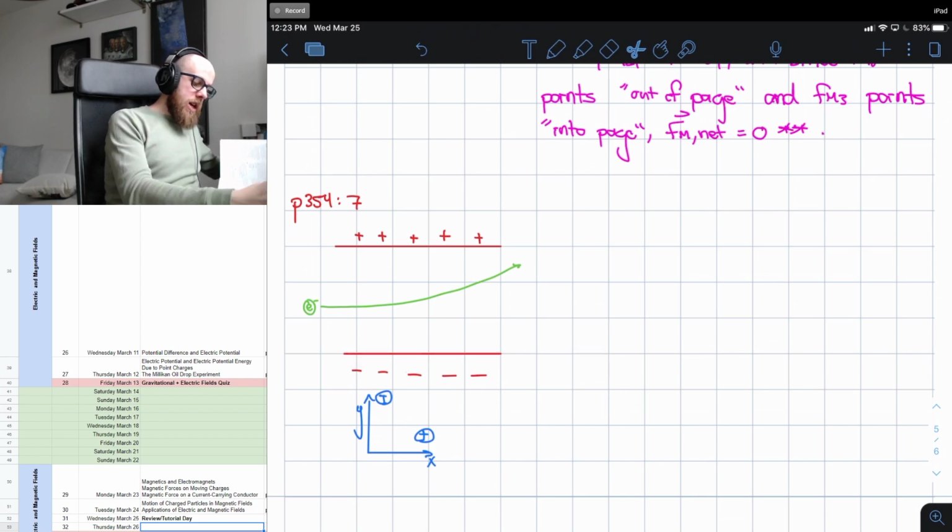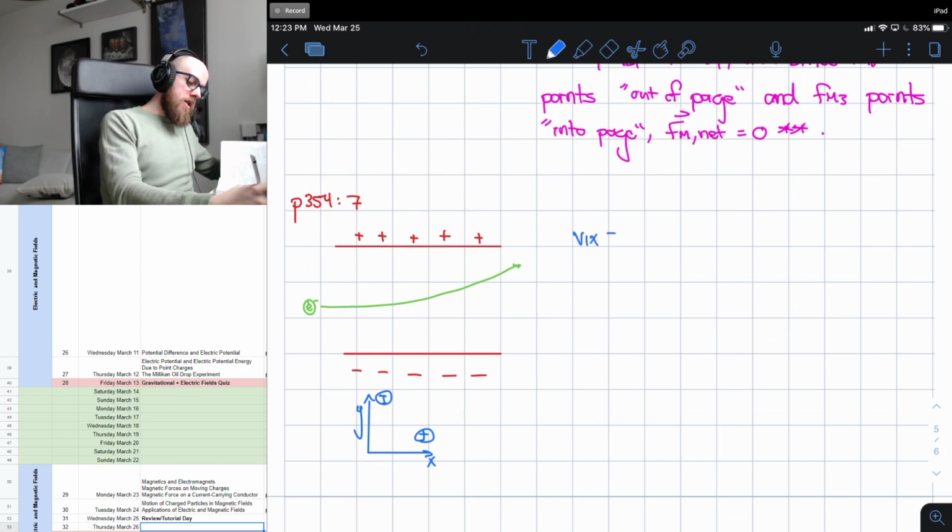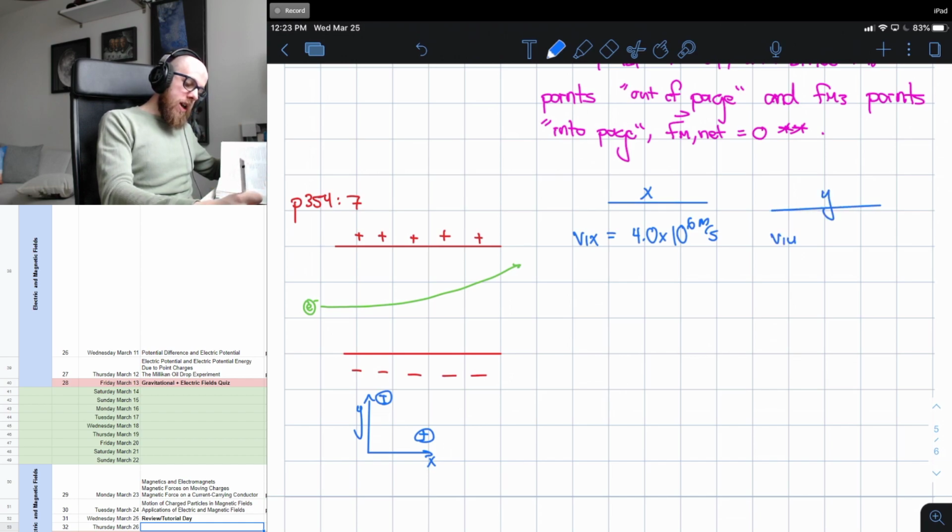And so let's write down our givens here. I initially have a velocity. It says it has a horizontal speed with no vertical component, right? So that means the initial velocity in the x direction is equal to 4 times 10 to the 6 meters per second. And there is no initial velocity in the y direction, so v1y is equal to 0.